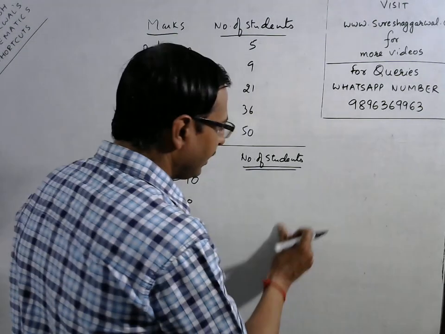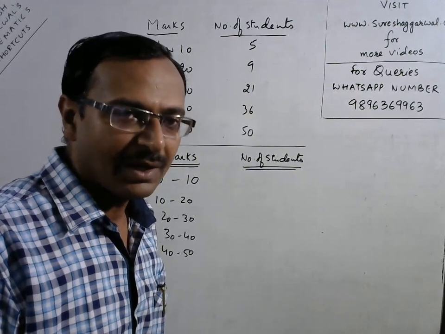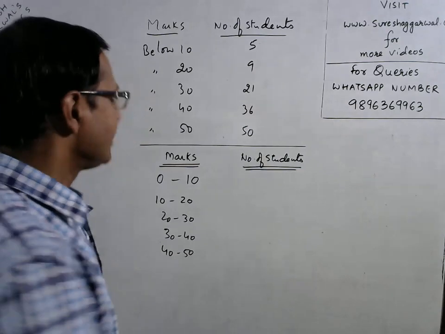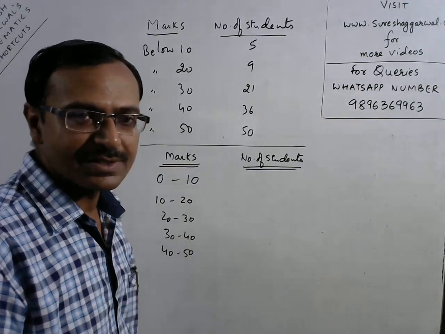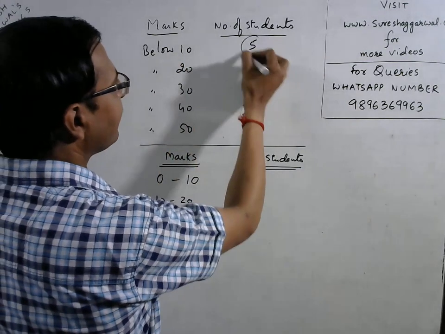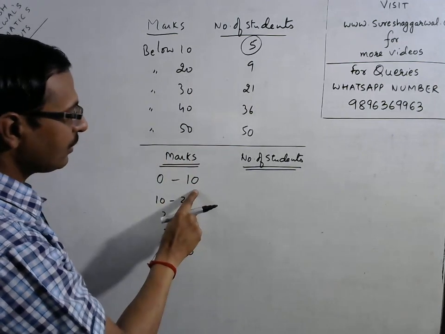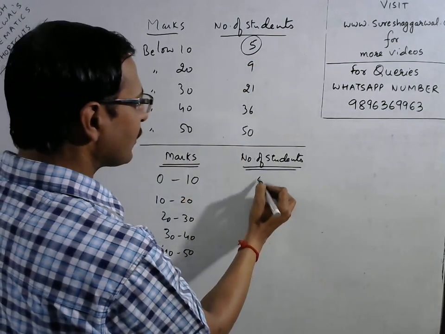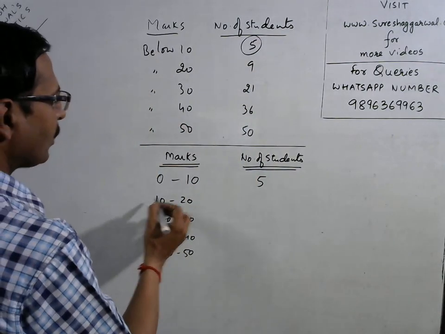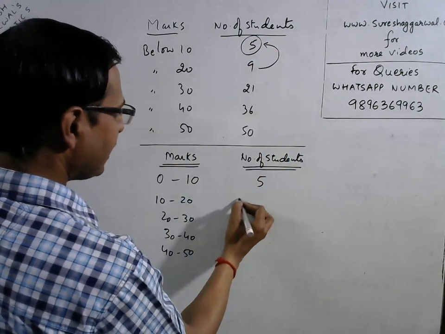Now, how to decide the number of students? Just simple logic, simple understanding of the concept, and you can find out the frequencies of these class intervals. See, 0 to 10 will include only the number of students 5, because all these are below 20. So below 10 is only 5. So the first frequency will come as it is. And what about 10 to 20 now? Just keep on subtracting like this. 9 minus 5, I'll write it for your convenience.